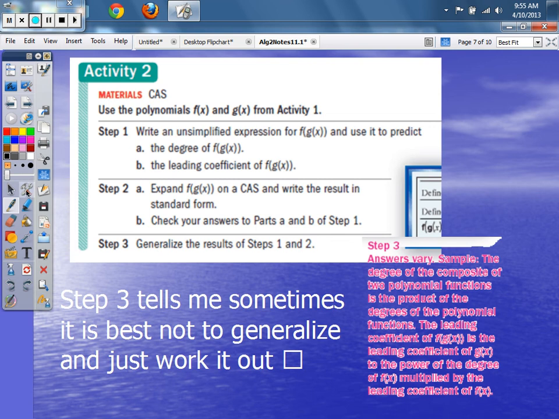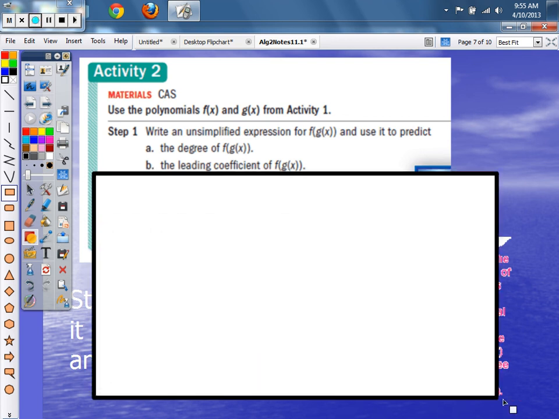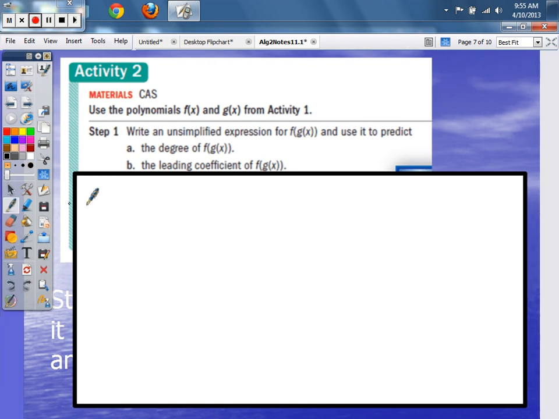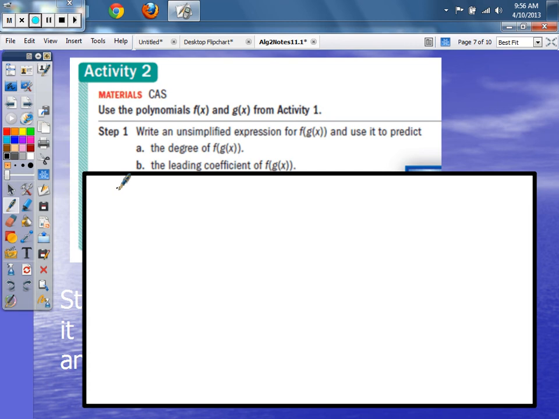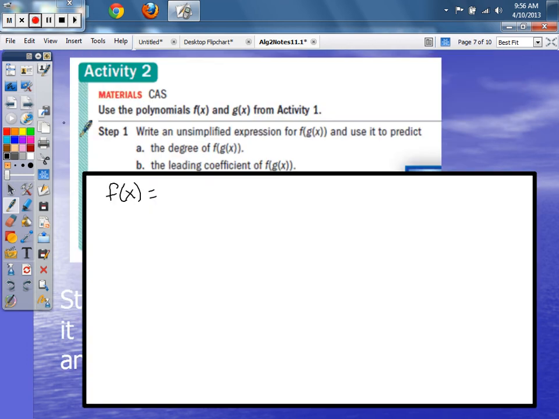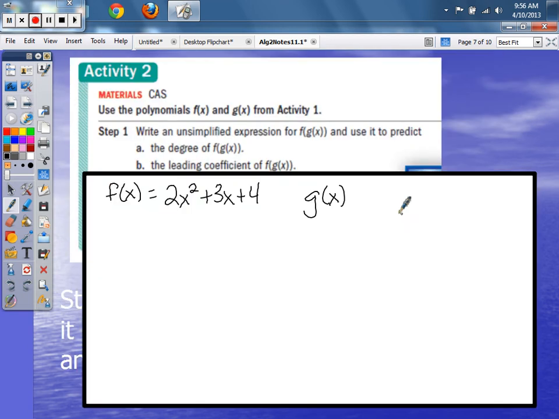Okay, let's talk about composing functions. And some of you are like, oh my gosh, composing functions, it's been so long ago. Oh, I should have written down f of x and g of x. F of x was 2x squared plus 3x plus 4. G of x is 5x to the third plus 1.